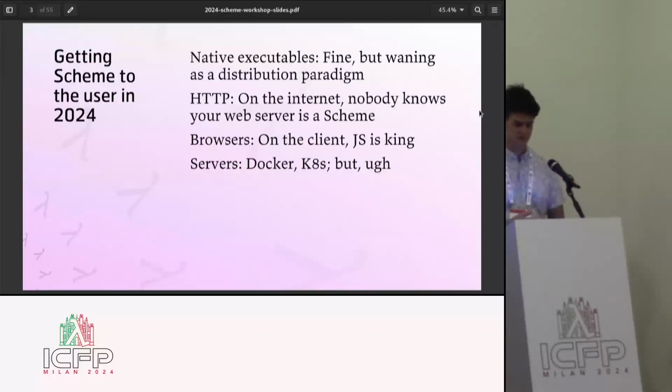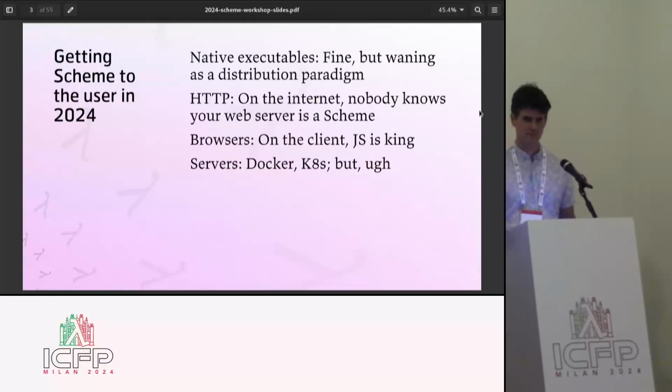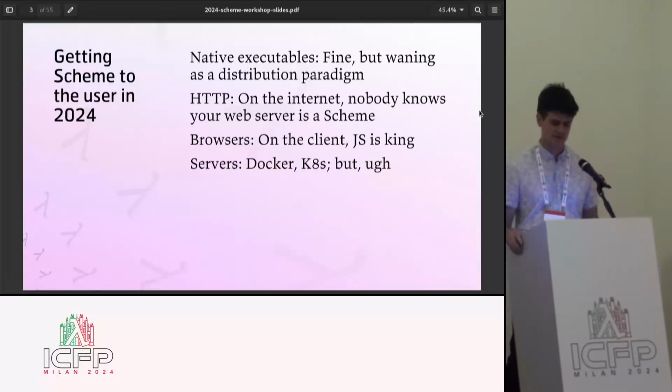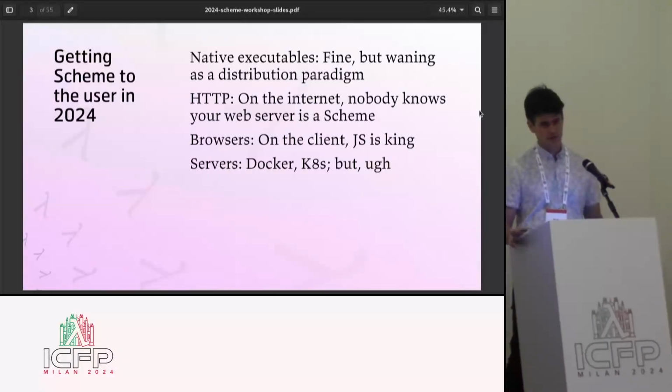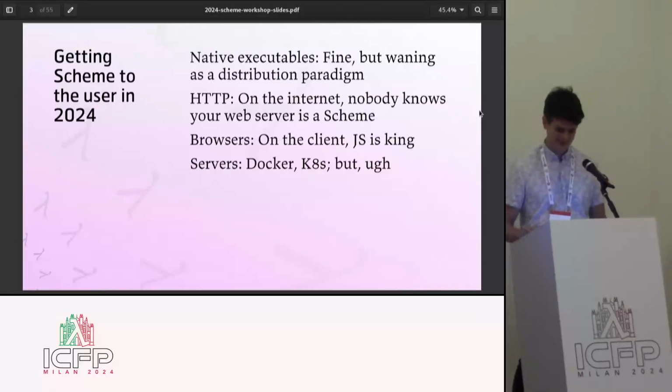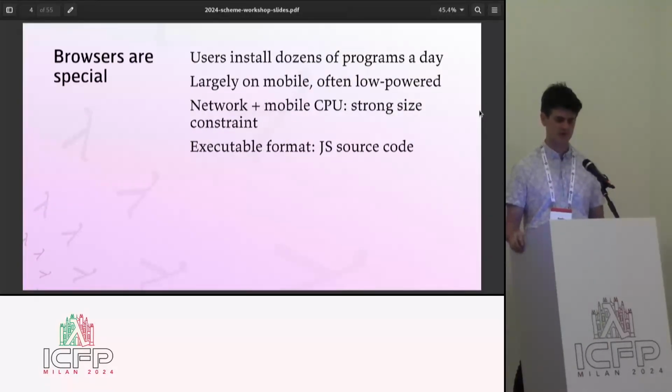Okay, fine, we've got web servers. In browsers, people these days run a lot of computation in the browser itself, and JavaScript is really the king. So it's not really Scheme land, such as it is. And then finally, we have servers with Dockers and Kubernetes and things like this, and I'm glad this is other people's problems. It's not mine. So let's look a little bit more closely at what I think is the main missing piece for Scheme in 2024, which is the browser.